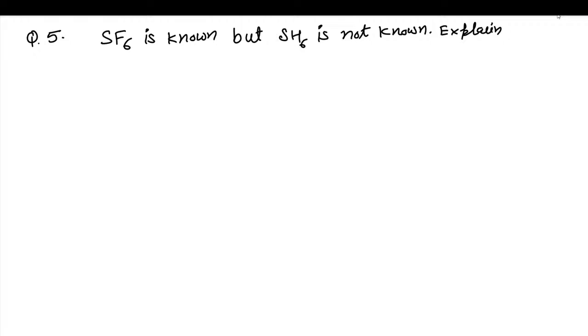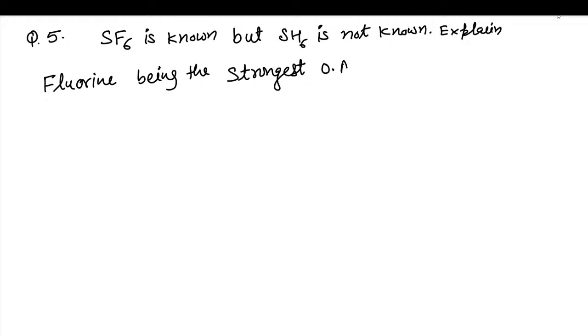So now the reason is, you know, fluorine is the strongest oxidizing agent that you know from its reduction potential. Fluorine, being the strongest oxidizing agent, oxidizes sulfur to its maximum oxidation state of +6.